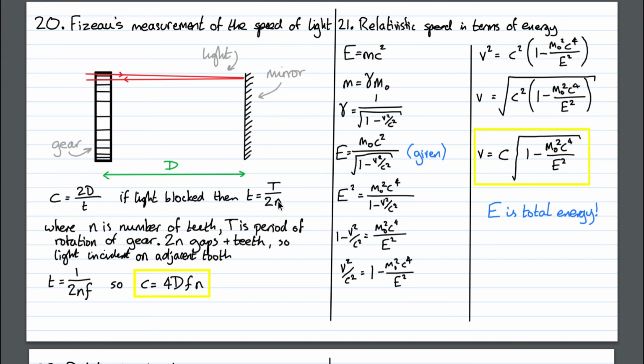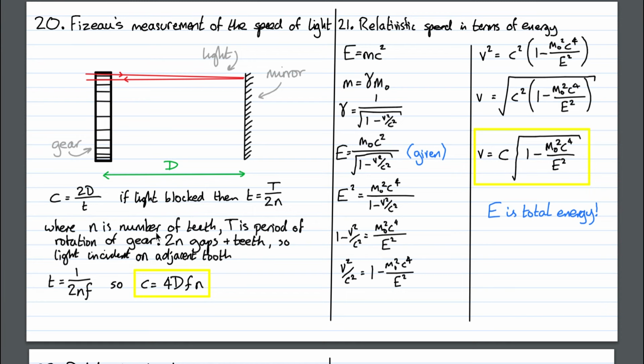Because there are n teeth, there are n times 2 teeth and gaps. You need the gear to rotate not one tooth distance around, but half of that, so that the light that passed through a gap hits a tooth on the way back. It's difficult to visualize, but that's what we're trying to do. So that's where the 2 comes from.